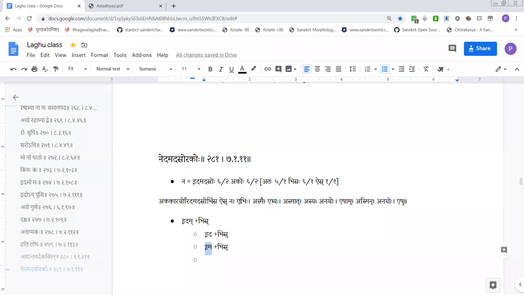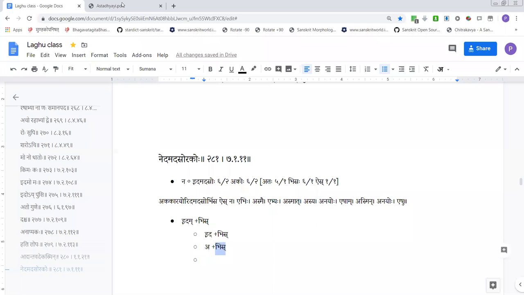Oh yeah, there is ima. So first ima and then halilopaha should apply. Ida is there. So this ida has become a, ida halilopa a. So a plus bhis. So you are expecting it to be abhi, but then there is another sutra, which is what? This is jhal and this is bahuvachana.